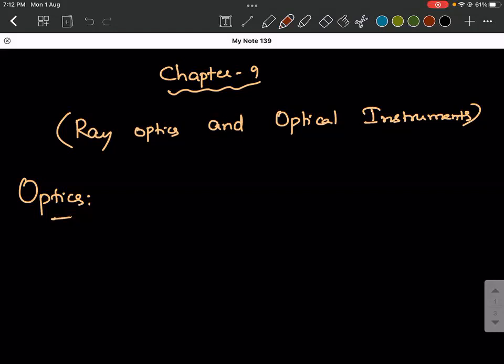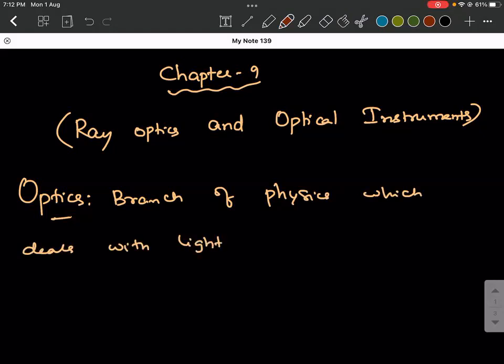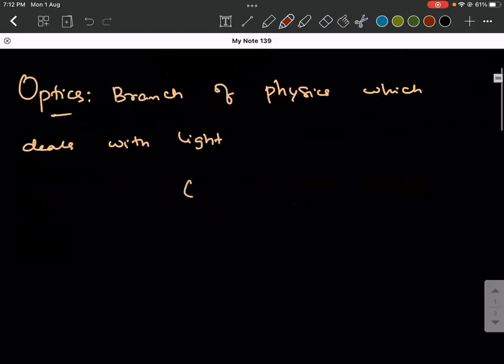So what does optics mean, guys? Optics means a branch of physics, write it down. So a branch of physics which deals with light. So if I'm able to talk about the branch of physics which deals with light, you call that branch optics.